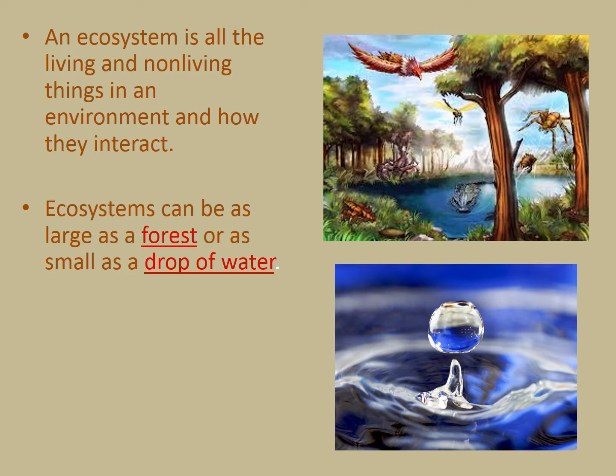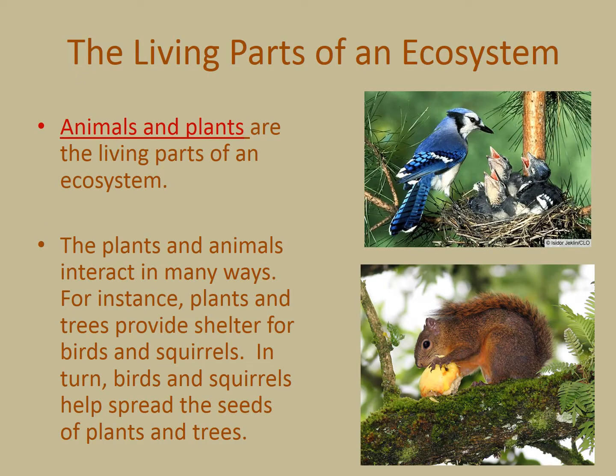Ecosystems can be as large as a forest or as small as a drop of water. That should also go in your notes. Even a tiny backyard is an ecosystem. So today maybe when you get home, you can look in your backyard and notice what makes up that ecosystem. What living things do you see? What non-living things do you see? How are they all important, and how do they work together? So again, an ecosystem is all the living and non-living things in an environment and how they interact.